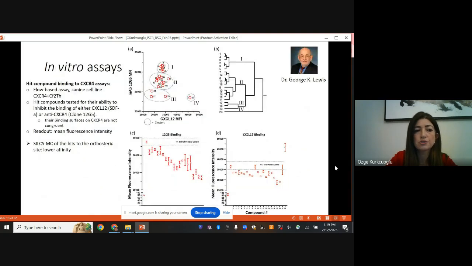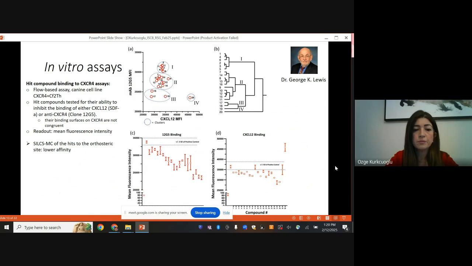Then George Lewis and Robin Flinko from the University of Maryland did the in vitro assays to see if these compounds had an effect on the binding of the ligand CXCL12 and the monoclonal antibody 12G5. While the binding sites are close to each other, they are not the same sites, so we know that. And after the in vitro assays, we noted that actually all compounds affected the binding of the ligands. And interestingly, compound 20 enhanced the binding of CXCL12.